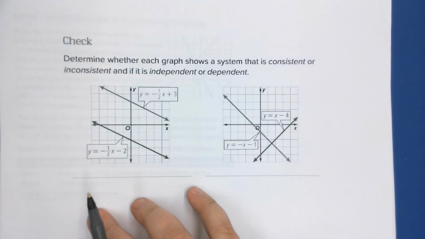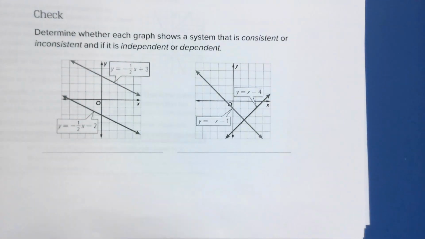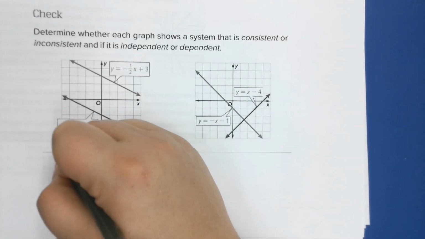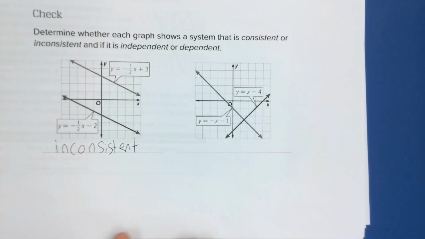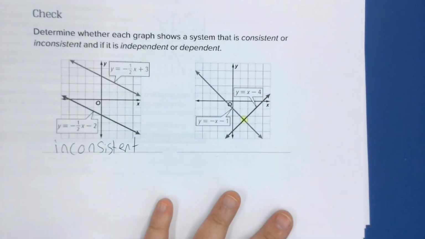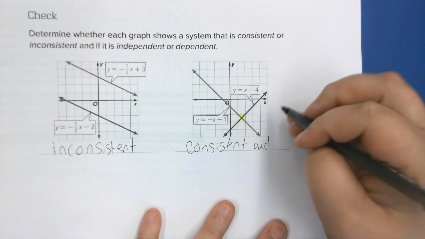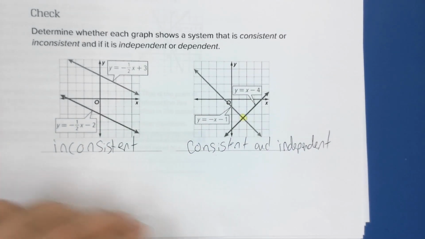We're going to move on to the check, where you're going to pause the video and figure out how we would classify these two problems. For the first one, I see parallel lines that are not crossing at all. So we would classify this one as inconsistent. Here I have two lines that cross at exactly one point. So I would say it is consistent because they cross. Consistent. And it is independent because they cross at exactly one point.